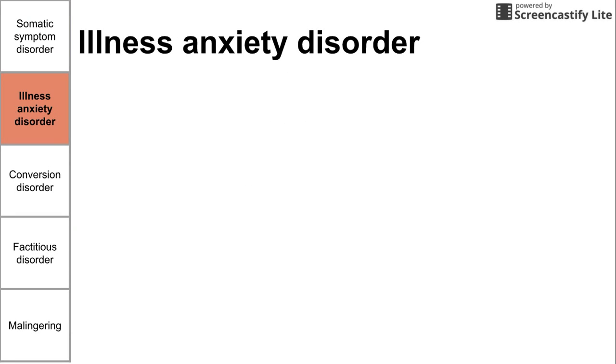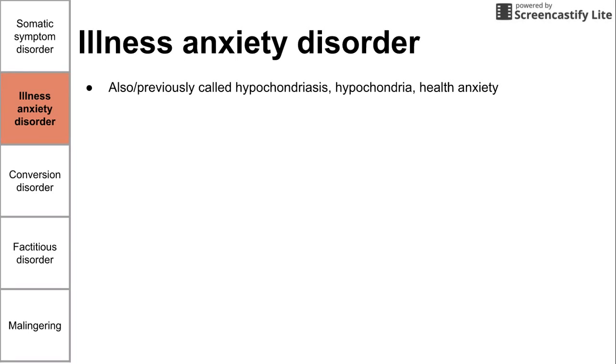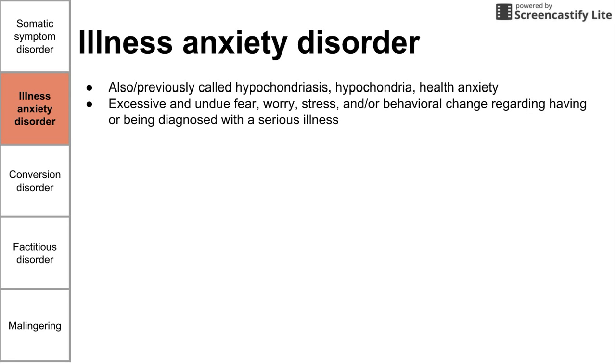Next is illness anxiety disorder. This was previously called hypochondria, hypochondriasis, also called health anxiety. This is defined as an excessive and undue fear, worry, stress, or behavioral change regarding having or being diagnosed with a serious illness. So it's essentially like anxiety about having a disease, illness anxiety disorder. Again, this one has to last for 6 months in time to make a diagnosis.